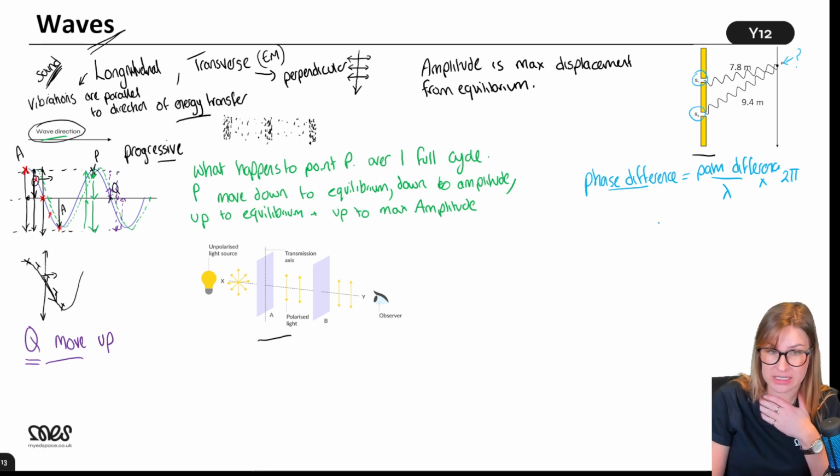So to find the phase difference, I have to see the path difference. So what that means, it just means the difference that they have traveled in path, right? The difference in distance. So from slit 1, it traveled 7.8 meters. And from slit 2, it traveled 9.4 meters. So we take those two numbers away from each other, the path difference is going to be 1.6 meters.